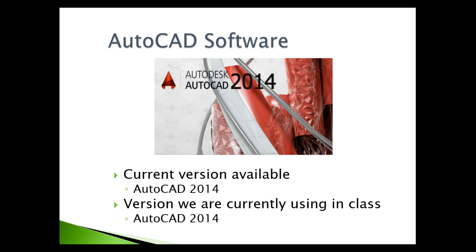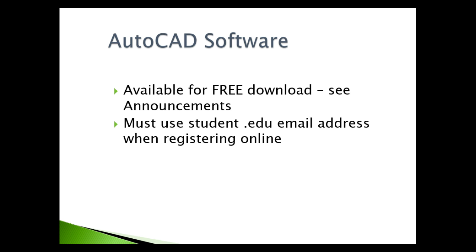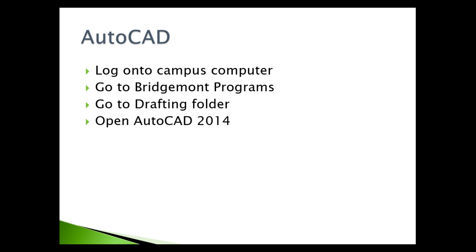We're going to be using AutoCAD 2014 software, and that's the most current version that's available, and that's the one we're using. If you want to download this for free, you can log in online and look under the announcements. The biggest thing to remember when you're following those instructions is that you must use your student .edu email address when you register with the AutoCAD website. You've got to have that edu email address in order to get the software to download for you.